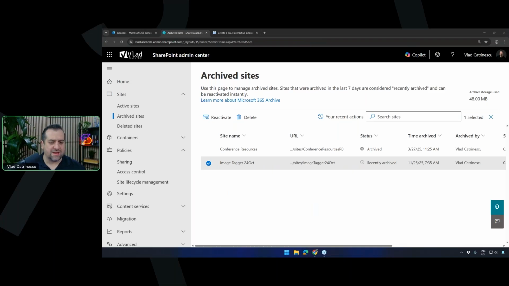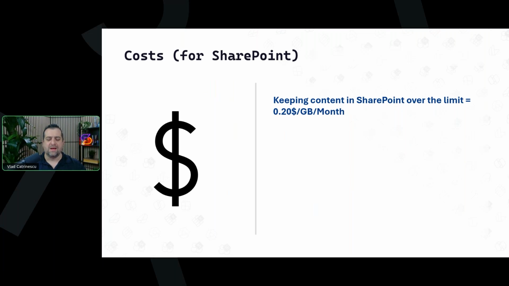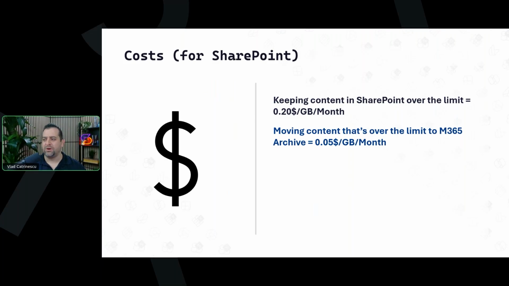Now, the beautiful thing about having a site in archive is that we already mentioned that if we keep content in SharePoint as an active site, it costs us 20 cents per gig per month. However, if we put the content that's over the limit into archive, it's 5 US cents per gig per month. So we're saving 75% of costs by putting inactive sites that we don't want to delete into M365 archive. So that can be big savings.